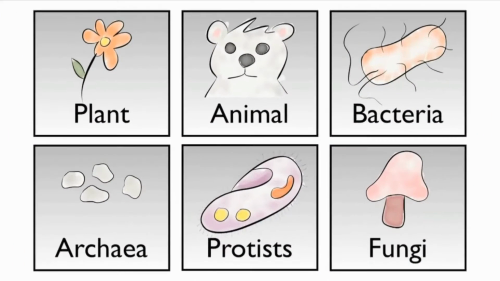So what we have here is a set of students that are taking a biology class in the fall. And in that biology class, they're going to learn about the 6 kingdoms of life. Do you remember the 6 kingdoms of life? It took me a little research, but I remember most of them. The 6 kingdoms of life are plant, animal, bacteria, archaea, protists, and fungi.